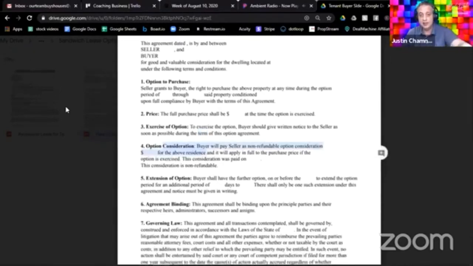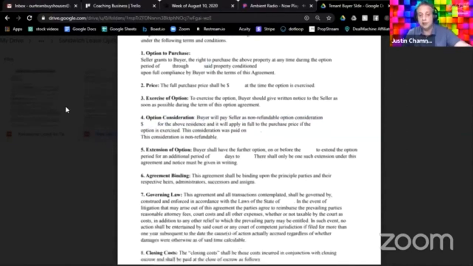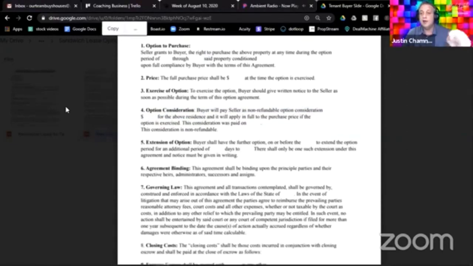During the option period of blank through blank. Number 2, price, full purchase price. That will be your marked up price, not the price that you got it at from the seller. That was a different document. This will be for the tenant buyer. So this will be your marked up price.